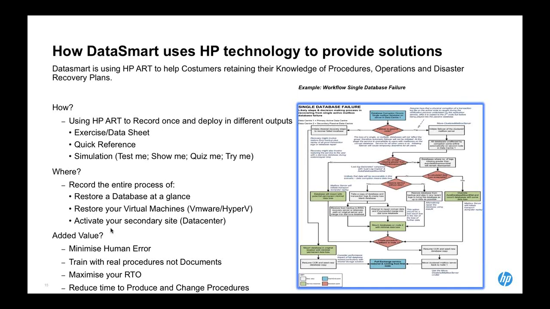We are just executing the process when we are recording, so the process must have success, not documenting in a static way. So we are maximizing our time to be online, because we have documentation in an output that helps us to be online faster, and we are reducing the time to produce and change procedures, because all these steps are changing every day.